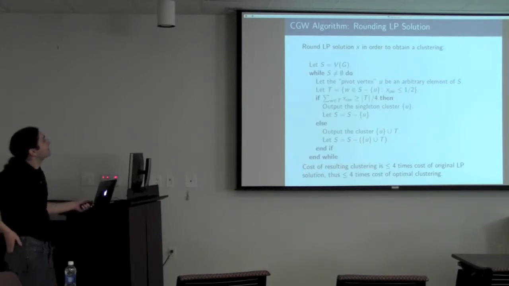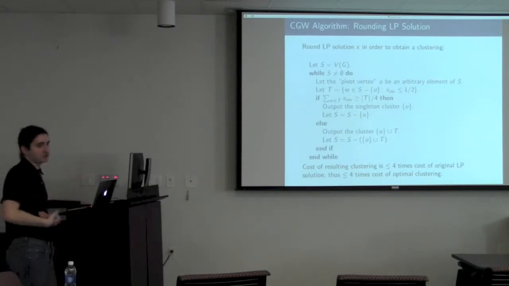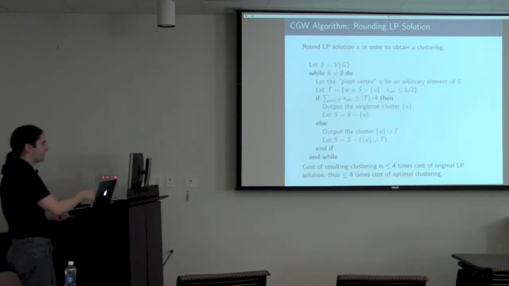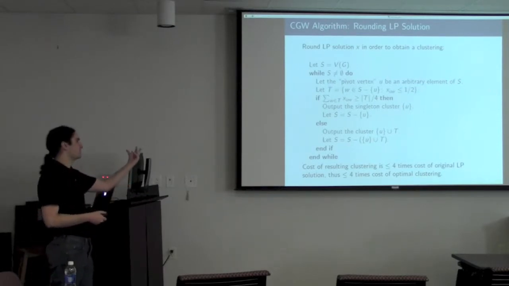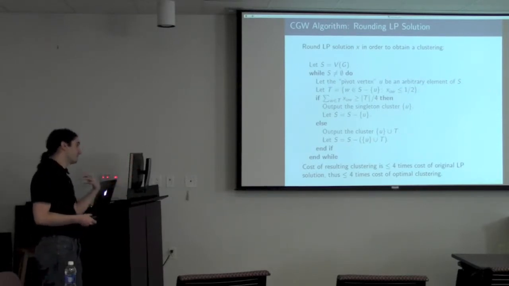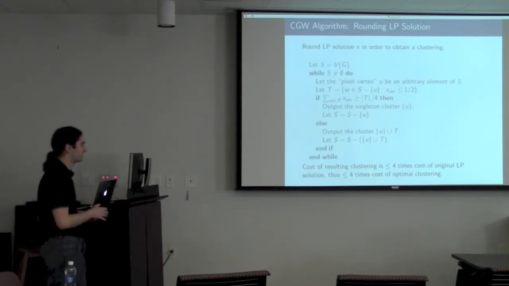So it turns out that if you do this, the resulting clustering only can increase your cost by at most 4 times. At worst, you multiply the cost by 4 when you do this rounding. And so if you started with a good solution to the LP, well, it was at least as good as your optimal clustering. You only blew up its cost by at most 4, so you're within at most 4 times the cost of the real optimal clustering.